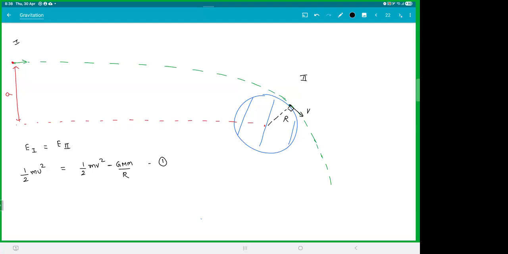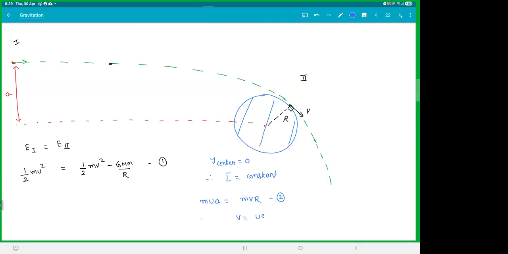Since the gravitational force is always passing through the center, because no matter where the comet is, the force is always toward the center, the torque about the center of the planet is 0. Therefore, angular momentum is conserved. What is angular momentum? m into u into perpendicular distance. So even though it is very far, I don't want this distance. I want the perpendicular distance, which is this distance, which is still a. That will be m u a, and the final is m v R. So this is your equation 2.